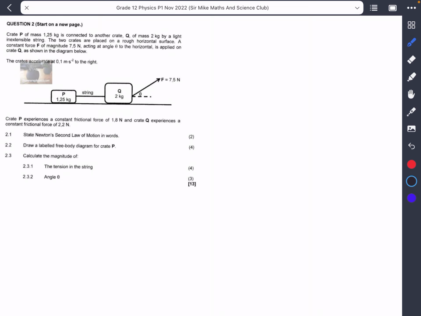Whenever we are considering the masses of our objects, we must just know that the mass of that string is almost zero. It's actually zero. They say that the two crates are placed on a rough horizontal surface. A constant force F of magnitude 7.5 acting at an angle θ to the horizontal is applied to crate Q as shown below.